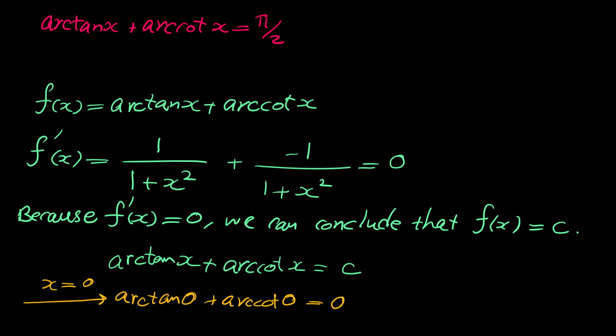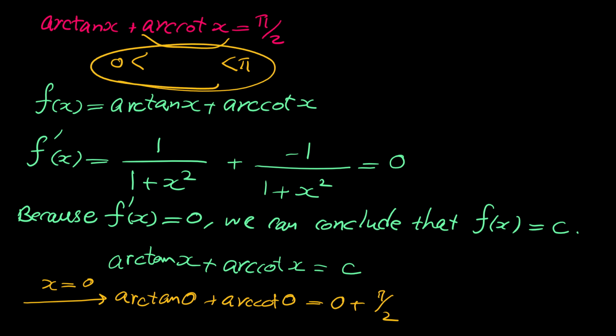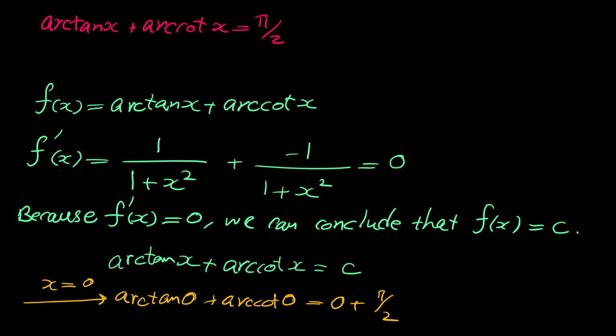What about arccotangent of 0? What is the angle whose cotangent is 0? Pi over 2, 3 pi over 2, 5 pi over 2. But remember, arccotangent is limited between 0 and pi. In this region, the only angle whose cotangent is 0 is pi over 2. So 0 plus pi over 2 is pi over 2. So this means that this unknown c is pi over 2.